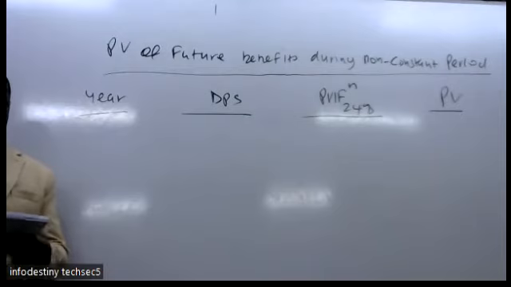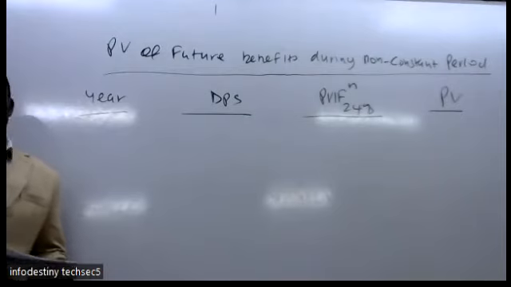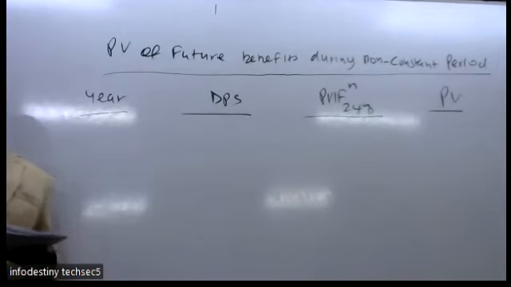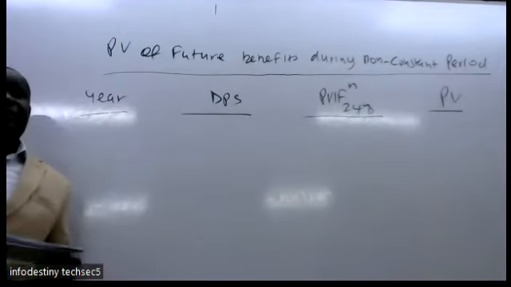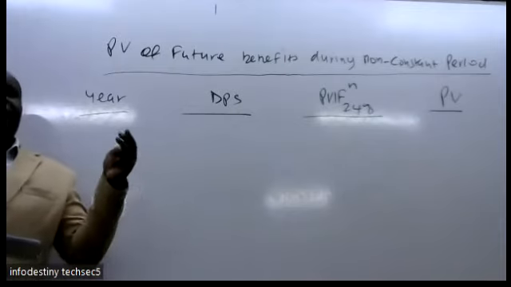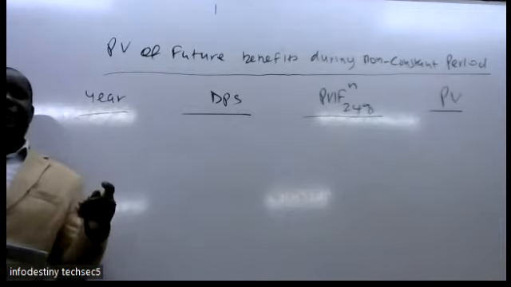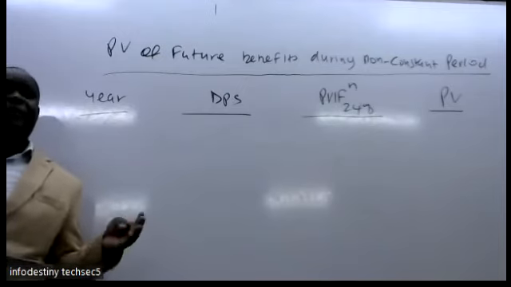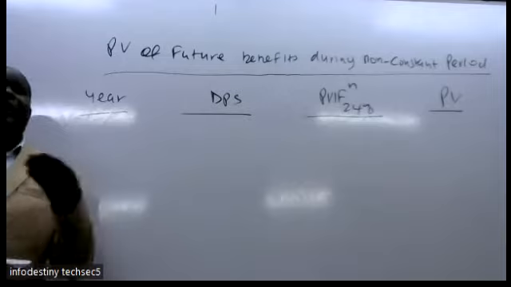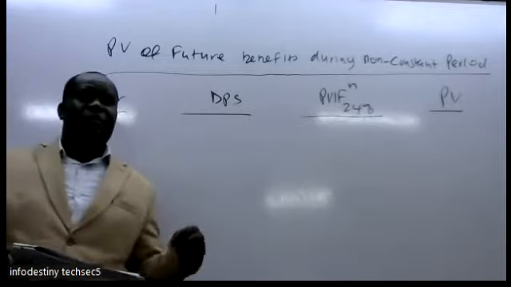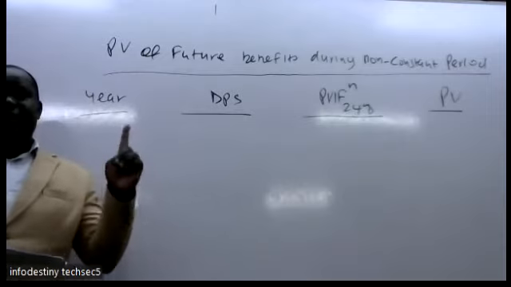So we start off with year 1. Year 1 is meant to be 2018. We have 2015, 16, and 17, isn't it? That is the past. It was the income statement. The income statement is normally for the year ended 31st December 2017. So now year 1 will be 2018.